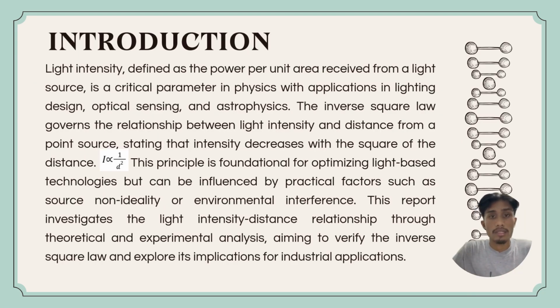So hello everyone, right now I will introduce a little bit about our topic. First and foremost, light intensity is defined as the power per unit area received from a light source. It is a critical parameter in physics with applications in lighting design, optical sensing, and astrophysics. The inverse square law governs the relationship between light intensity and distance from a point source, stating that the intensity decreases with the square of the distance.